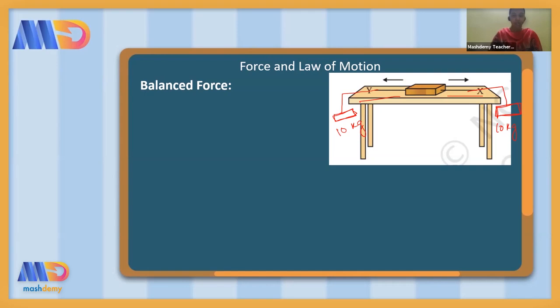Now I'm asking a question. Does this 10 kilogram apply any force on this wooden block?